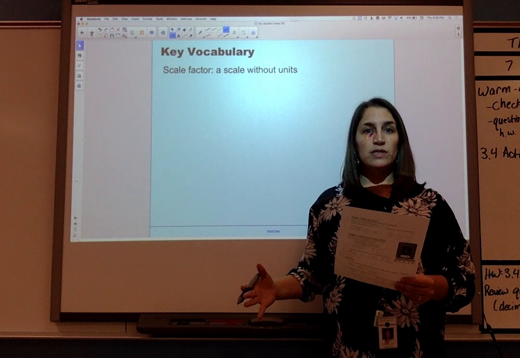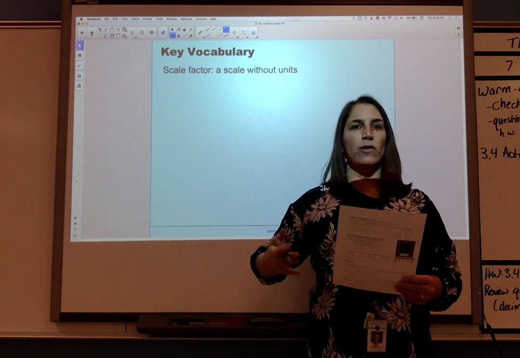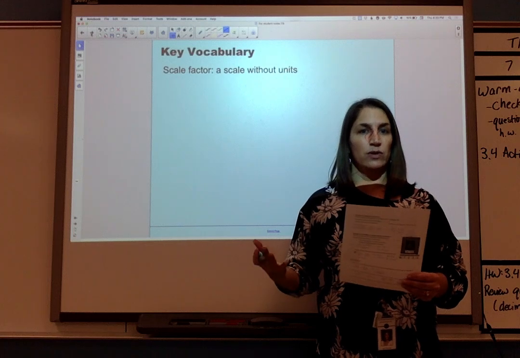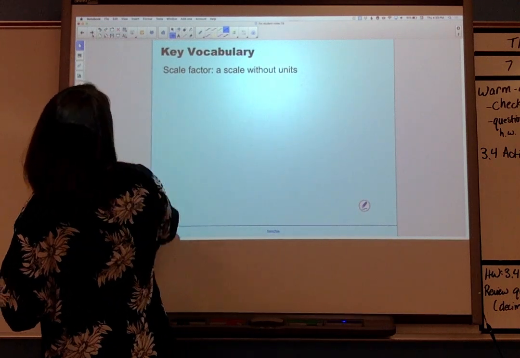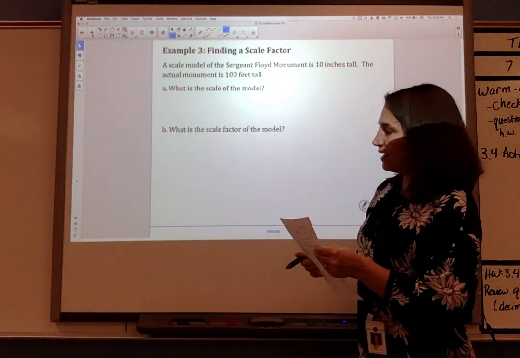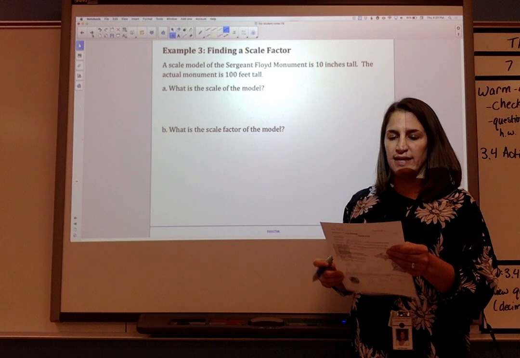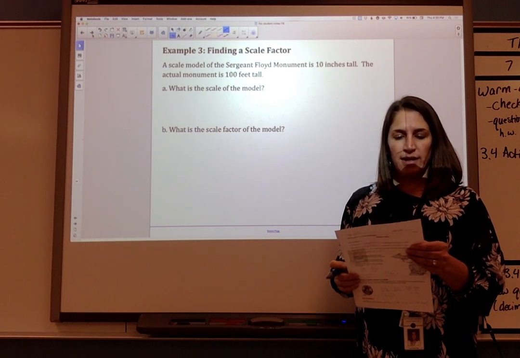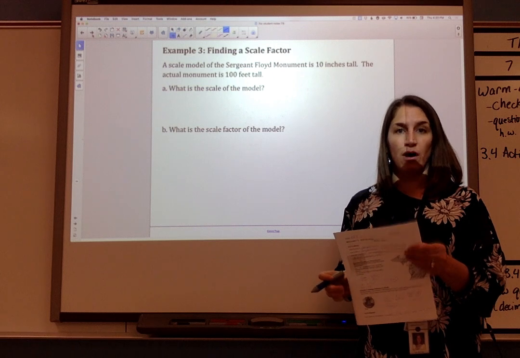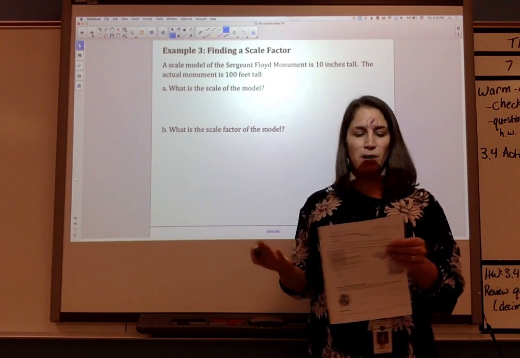So because we're using the same units, you're basically saying how much bigger or how much smaller something is in real life. So let's look at this example where it says a scale model of the Sergeant Floyd Museum is 10 inches tall. The actual monument is 100 feet tall. So part A is, what is the scale of the model?